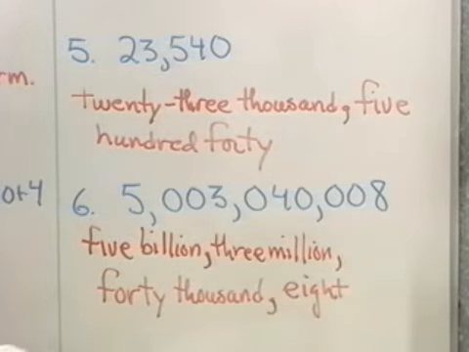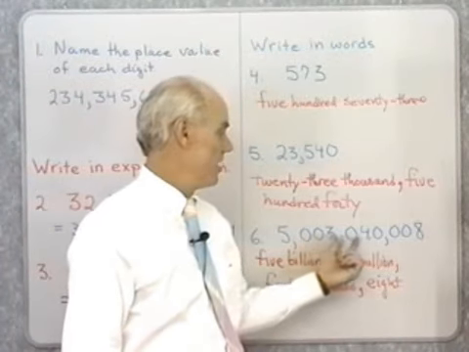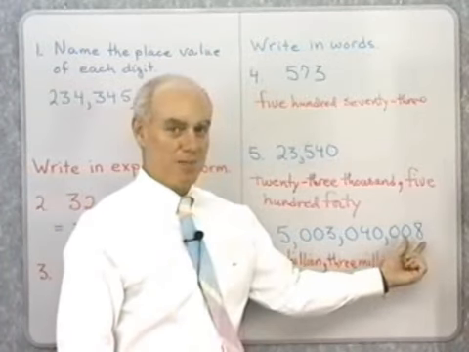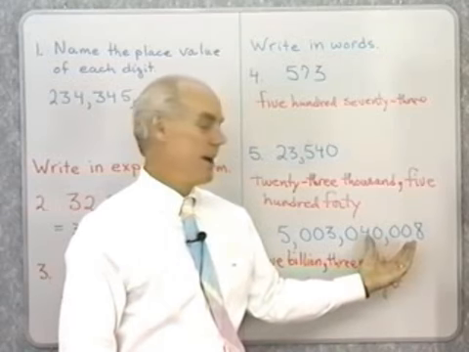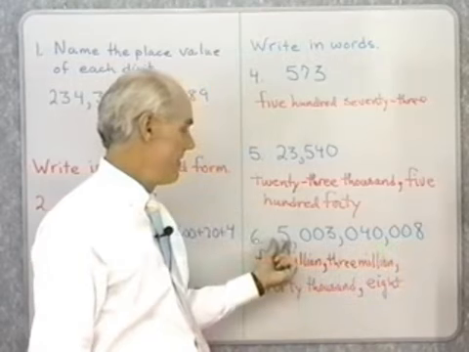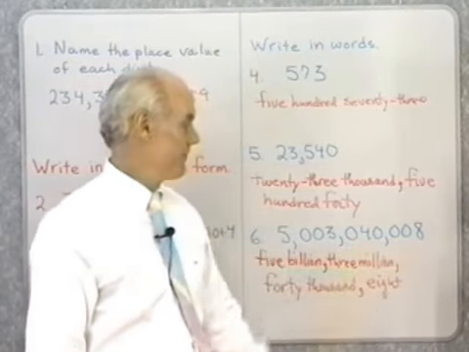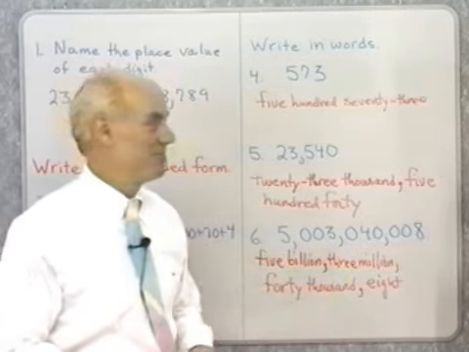Now, you want to be careful that you don't write 5 billion, 3 million, 40,000, and 8, because we're going to use that word "and" later on when we work with decimal numbers. So the correct way to do this is 5 billion, 3 million, 40,000, 8, period. Let's look at our next example.